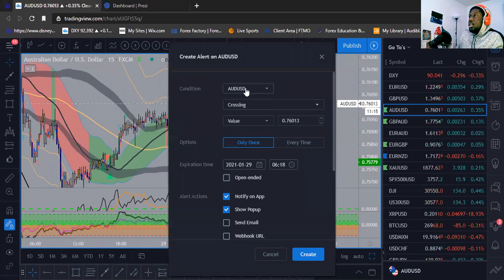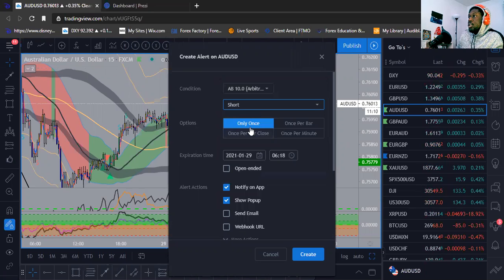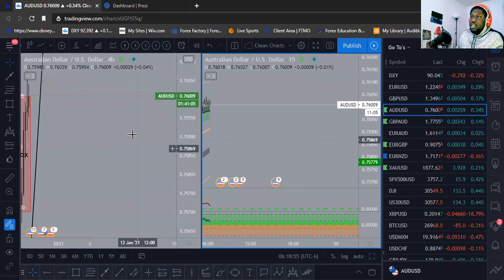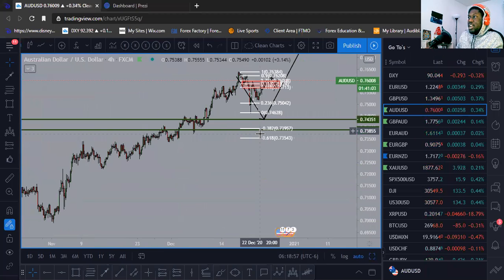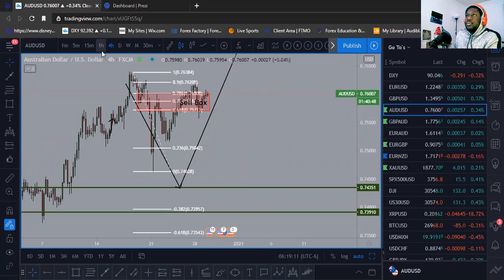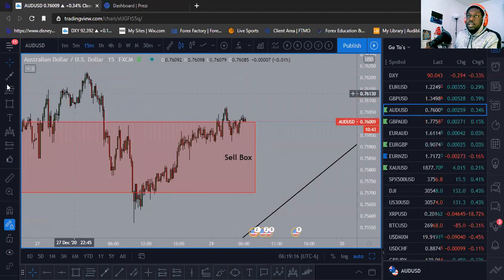So AUD USD, long exit, short once per bar close, and then create, and then we'll see what happens right here. But as of right now, like I said, this is extremely bullish. It's kind of hard to say if you want to try and sell. I like this 15-minute setup though for sure. This 15-minute setup looks very nice for a sell, even if it's a shorter term sell.